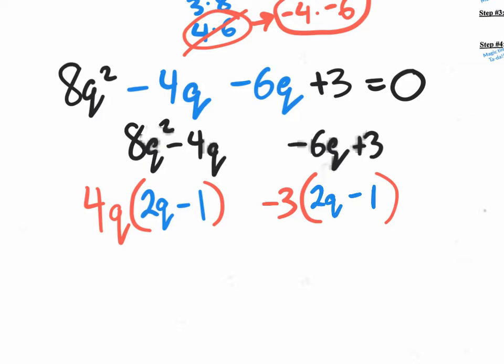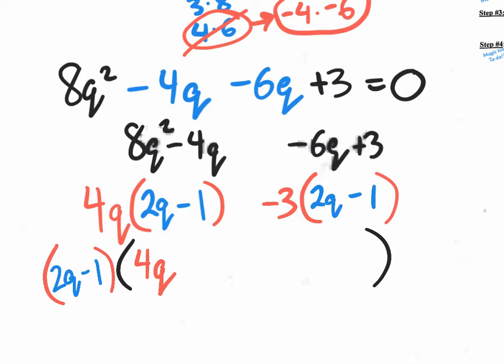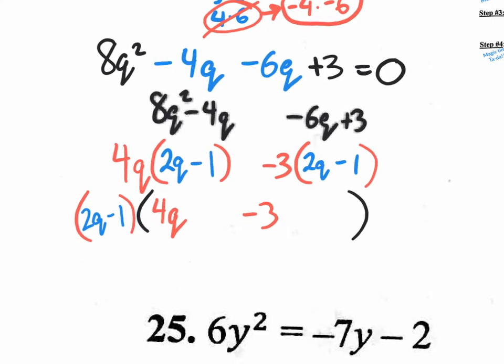And now that you have that common binomial 2q minus 1, I want to put some exaggerated parentheses. I'm going to write that common binomial of 2q minus 1 on the outside, and I'm going to keep the 4q minus 3 on the inside. And this is still an equation. So because this is an equation, let's rewrite it.